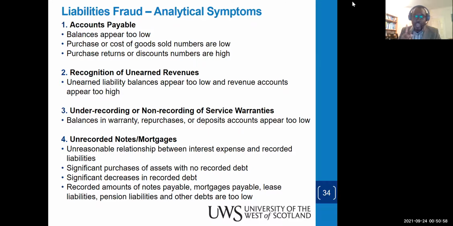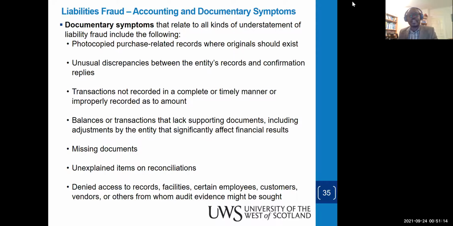Significant decrease in recorded debt. The debt has been slashed. Ask yourself, have they been forgiven that debt? What is the documentary evidence? Okay. And then also look at any notes payable, mortgages which are very low, pension liabilities which are very low. In effect, look for any suspicious items in terms of liabilities and expenses which have been understated.